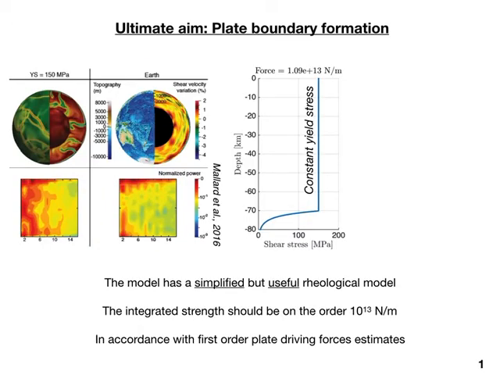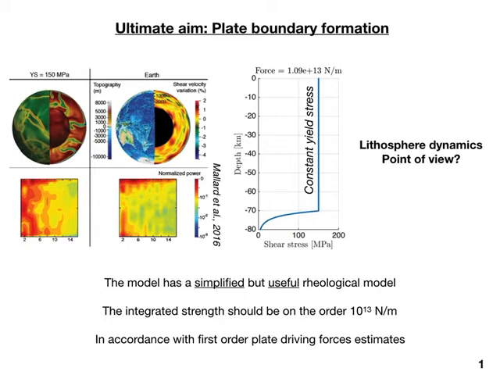If we now construct a rheological profile out of this model, this is what we obtain. Here you see the depth in kilometers. The blue line here is curved. It's basically the temperature-dependent strength due to viscous flow. And here is constant yield stress of 150 megapascal. If we integrate the shear stress with depth, we obtain a force of about 10^13 Newton per meter. This value is in agreement with the first order estimation of plate driving forces, such as the slab pull.